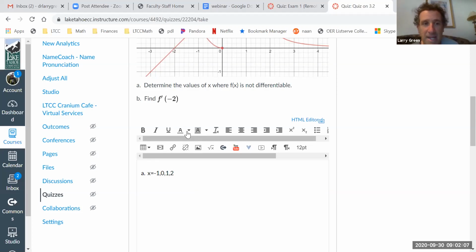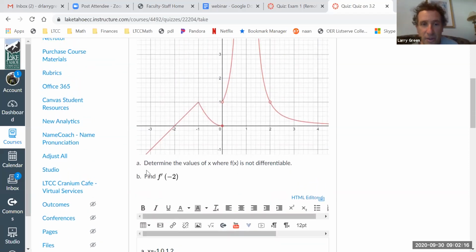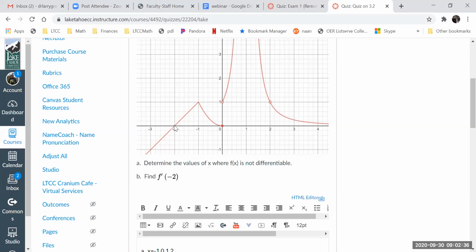Okay, let's look at part B now. B is find f prime at -2. So here's -2, and we want to find the derivative. Now, geometrically, what is the derivative? What is the derivative in terms of geometric words? That's the slope of the what? It's the slope of a tangent line.